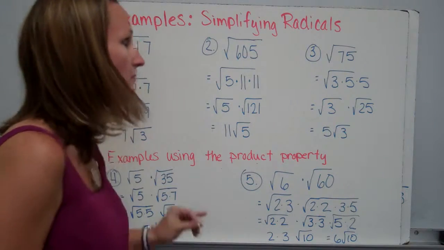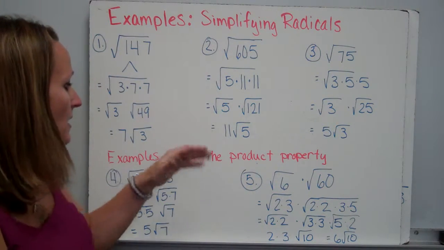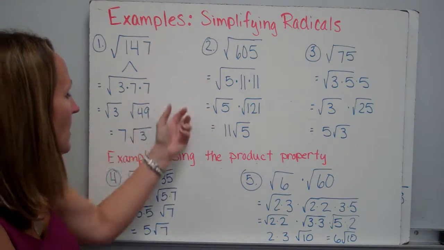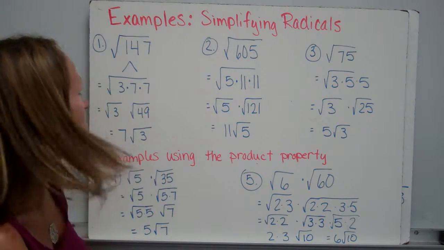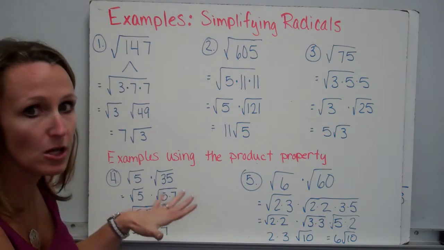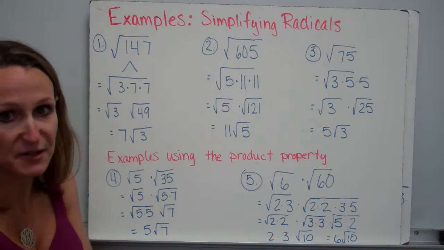Okay, here's 2 different ways you can do it. Down here I use the product property. Up here I just did prime factorization. So let's look at all of these. They're all already done, but you need to copy all of them down.